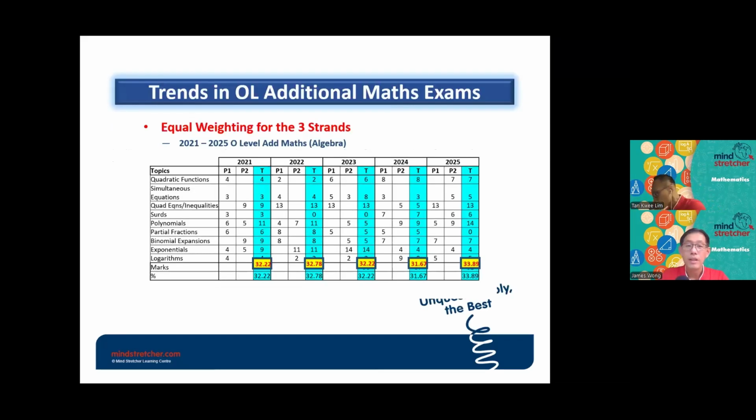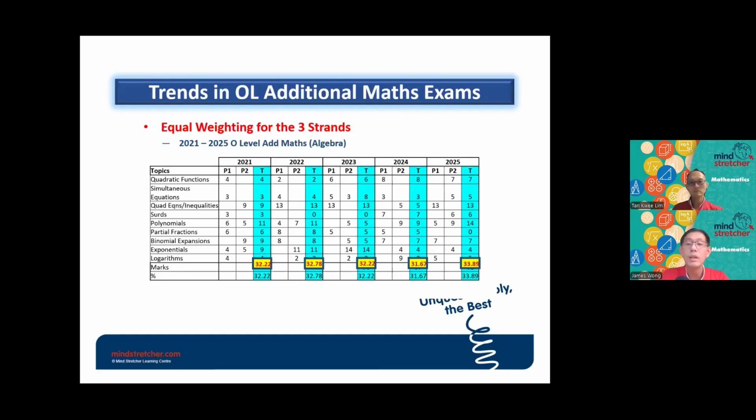Okay. Now, trend-wise, in my next few slides, I also want to share with you some of the trends that we observed over the years. I think a lot of parents and students will be quite interested to know, across the different topics, which topics have been coming out with higher weightage and so on. So actually we did a tabulation, looking at the past 5 years, from 2021, the recent 5 years, up till last year.